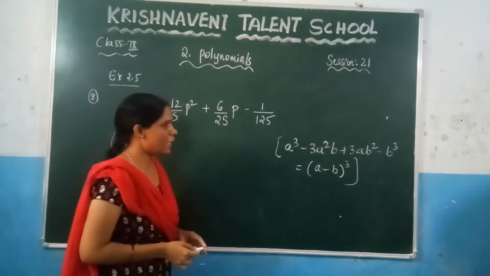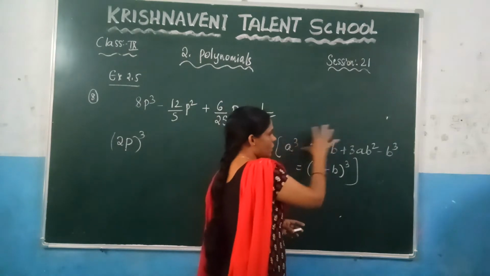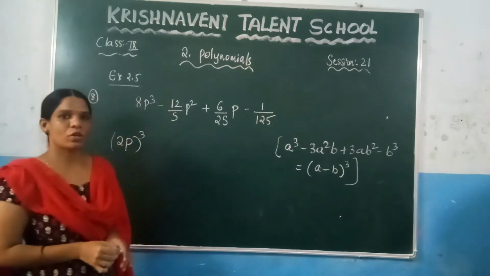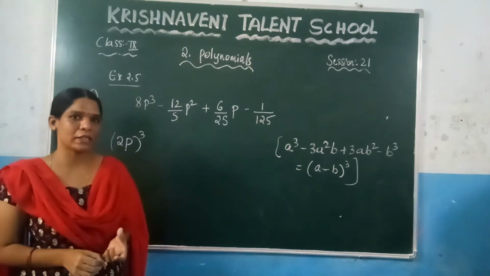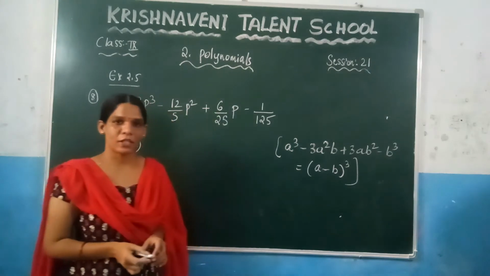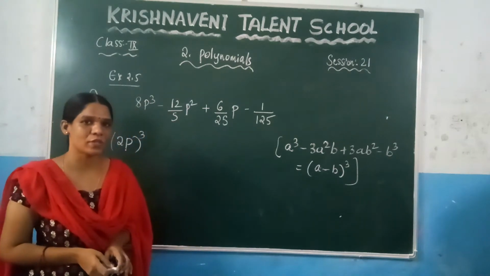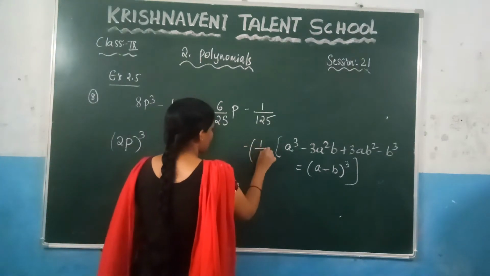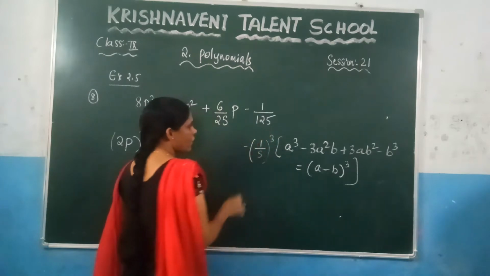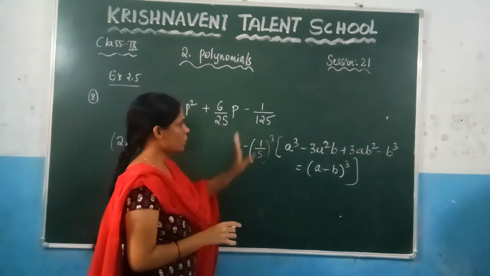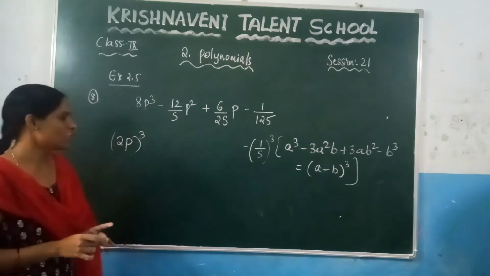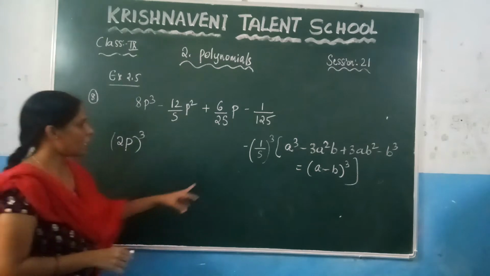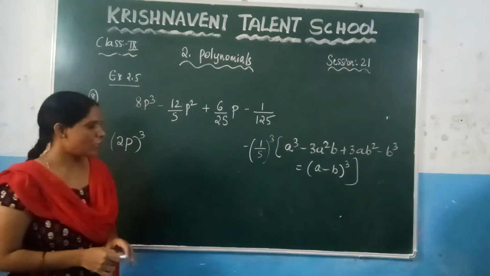Now before only I have told you, you need to write the first term and the last term. So what is the last term here? 1 by 125. Which number you need to multiply 3 times so that you will get 125? You know that it is 5, because 5 into 5 is 25 and 25 into 5 is 125. So you can write this as 1 by 5 whole cube. Why? Because 1 cube is 1, 5 cube is 125. So I have written the first term and the last term, so I got the value of a, which is 2p, and the value of b, which is 1 by 5.